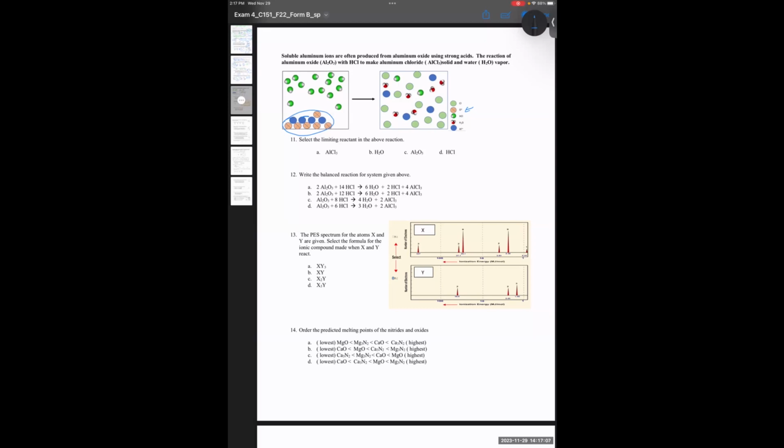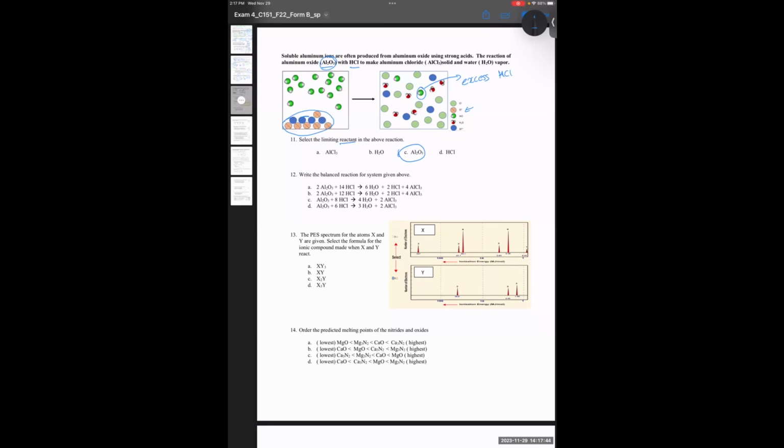Aluminum oxide is completely gone, while we have some leftover or excess HCl, which is our second reactant. So these are the two reactants. HCl is in excess, therefore that cannot be the limiting reactant. Therefore the limiting reactant must be Al2O3. Therefore option C. And the products cannot be a limiting reactant. So anyway, it's a reactant.